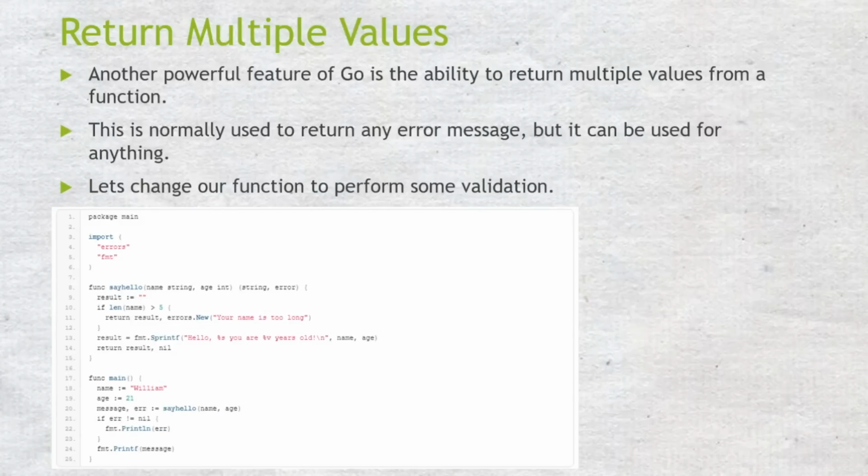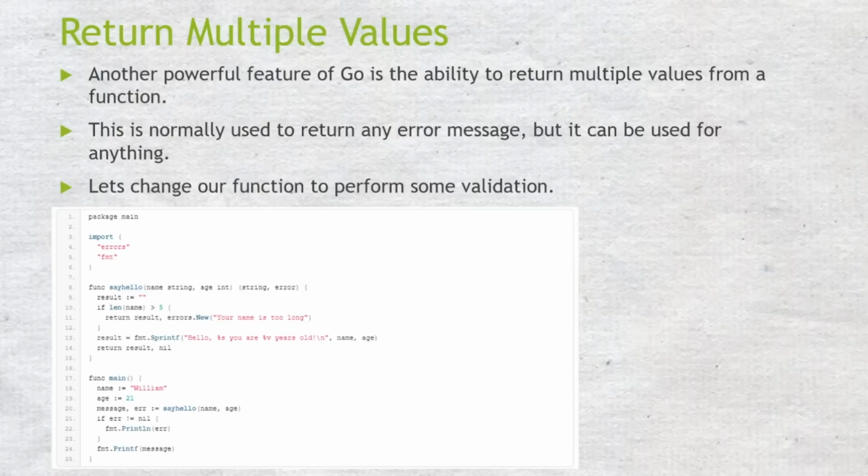We can even return multiple values from Go functions. Another powerful feature of Go is the ability to return multiple values from a function. This is normally used to return an error message, but it can be used for anything. Let's change our function to perform some validation.